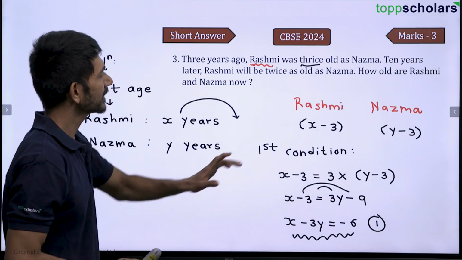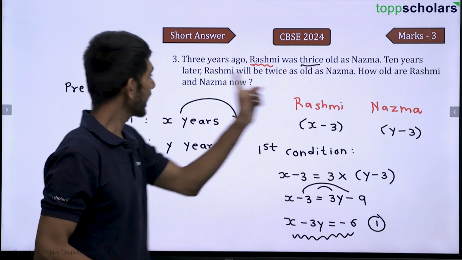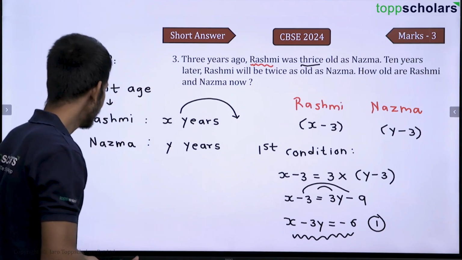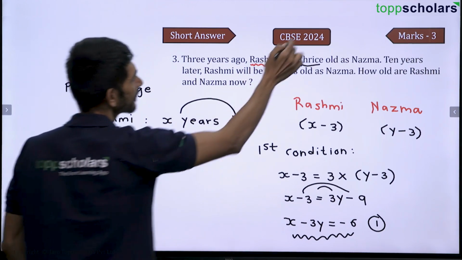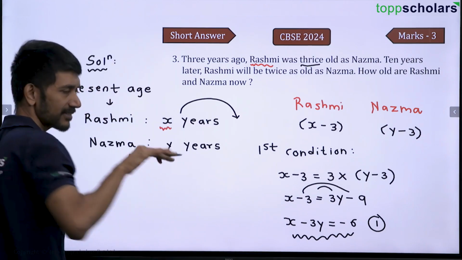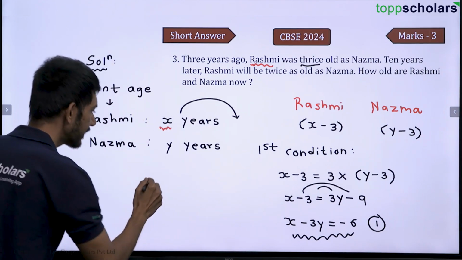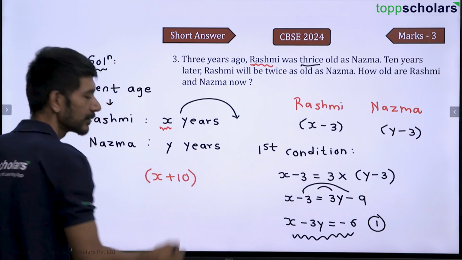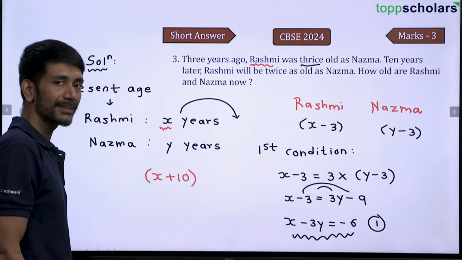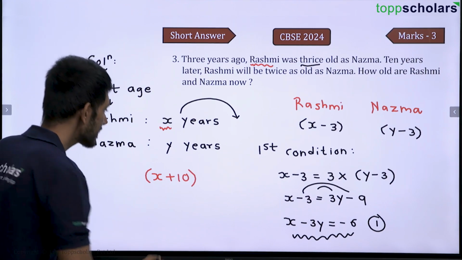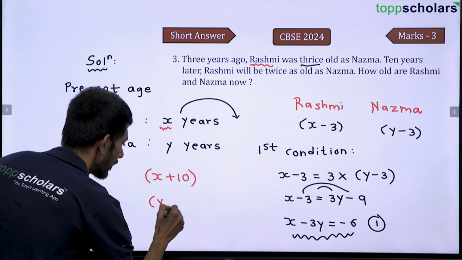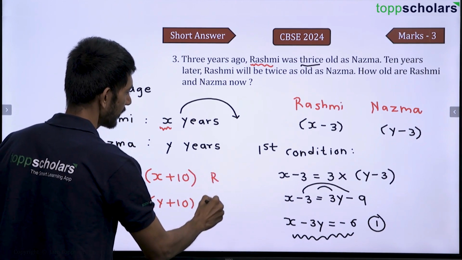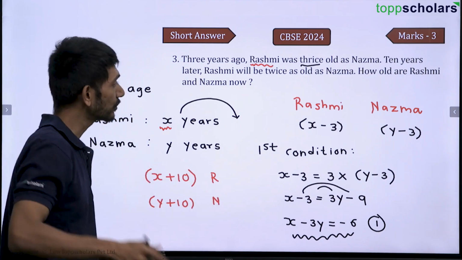Okay. Now understand. Let's forget about the first part. 10 years later. Later means what? After 10 years. So can I say after 10 years, if Rashmi's age is x today, after 10 years, it will be x plus 10. What will be Nazma's age after 10 years? Y plus 10.